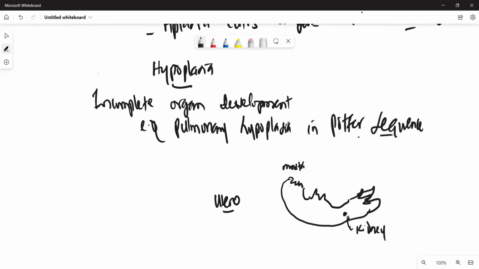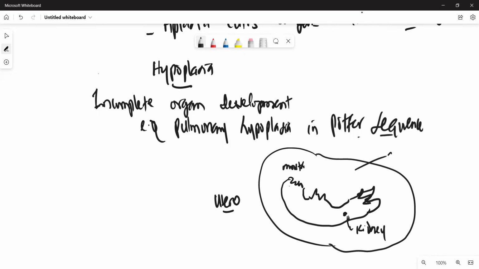So normally, the fetus swallows the amniotic fluid. Let me write very well so that people can see what I'm writing. So we have the amniotic fluid. Normally the fetus swallows the amniotic fluid, and they also pee. So their urine is actually part of the amniotic fluid.